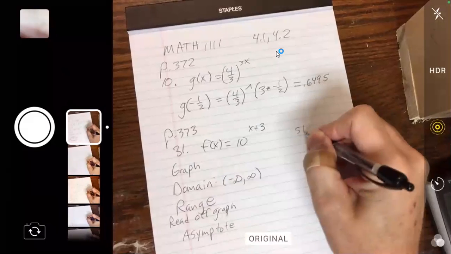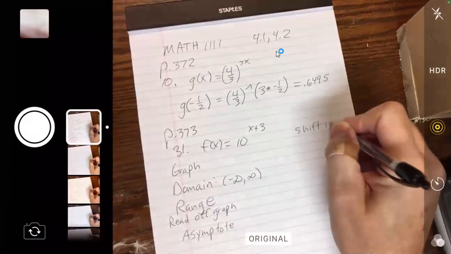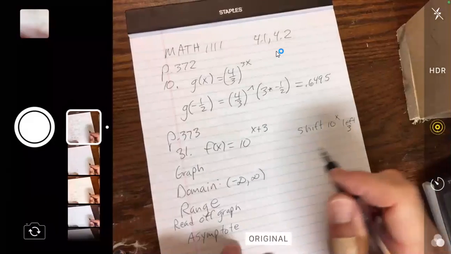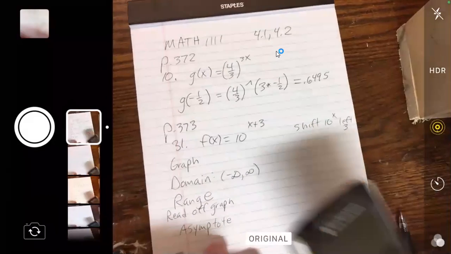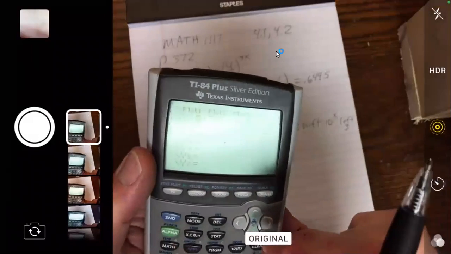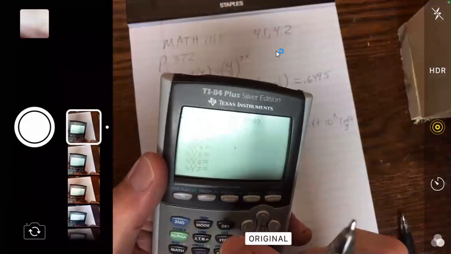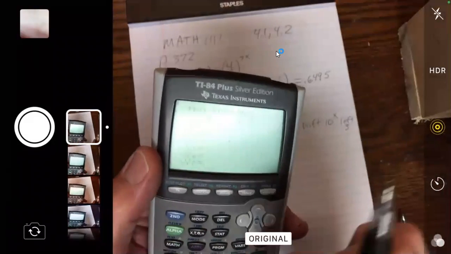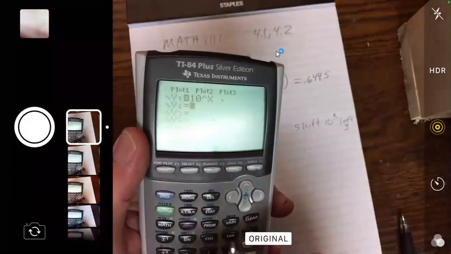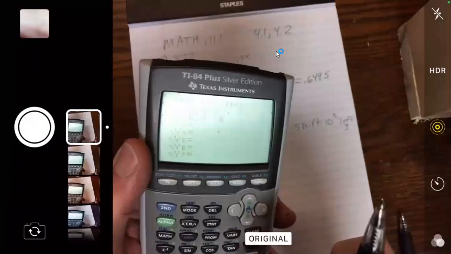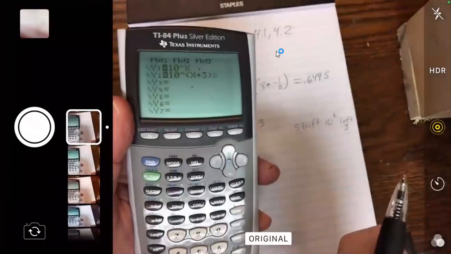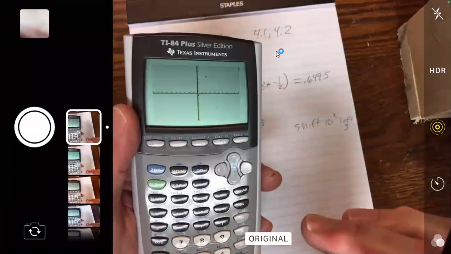This is going to shift 10 to the x left 3. You don't have to work it that way, but we'll show you on the graph. Okay, so clear. And I'll just do 10 to the x first. And then 10 raised, and then put x plus 3 in parentheses. Graph.